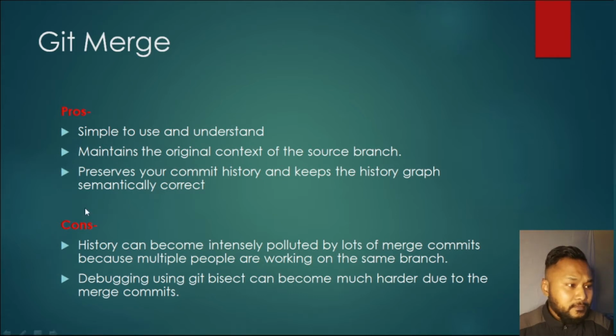So basically, the con of merge is that history can become intensely polluted by lots of merge commits because multiple people are working on the same branch. It might result in an unclear workflow about what people did, and multiple commit messages so densely populated might result in non-clarity. So those are the cons of Git merge.